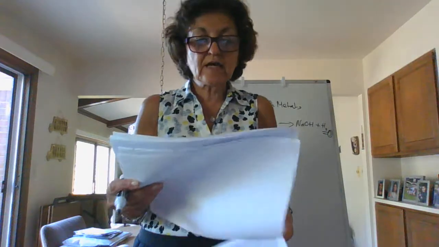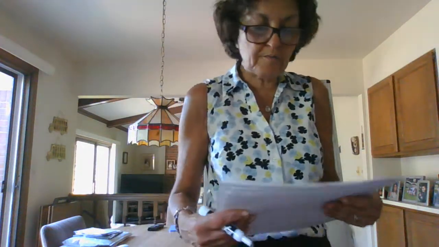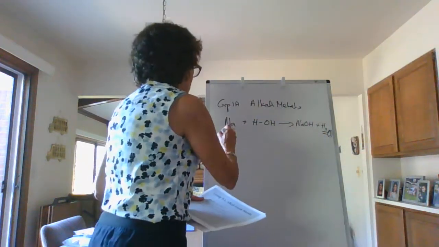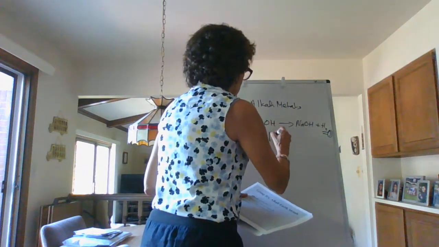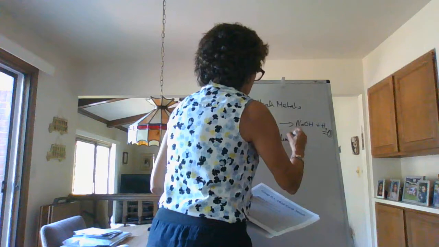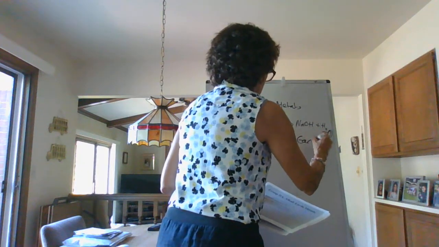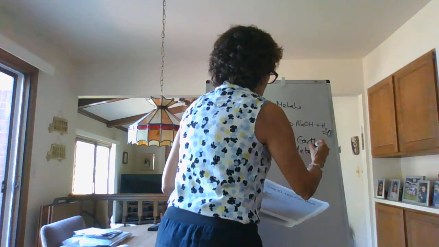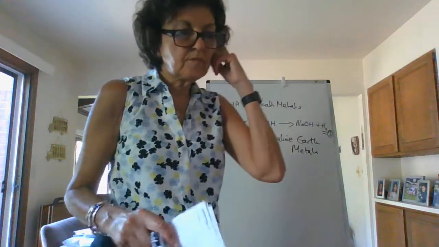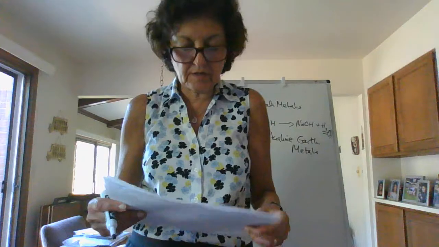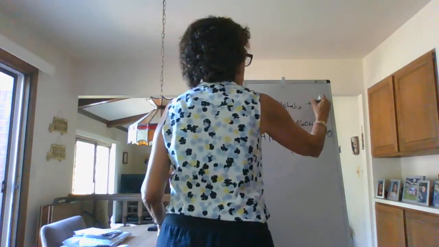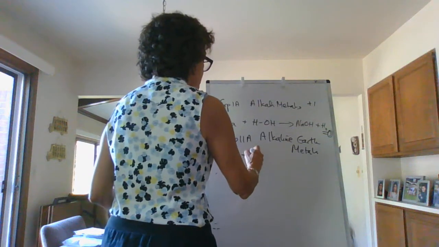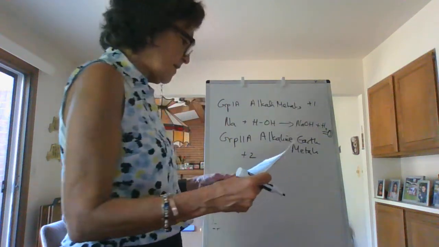Okay, the second group are the alkaline earth metals. That's group 2A. Those are beryllium, magnesium, calcium, strontium, barium, that bunch. Remember, group 1A form +1 ions. Group 2A form +2 ions.